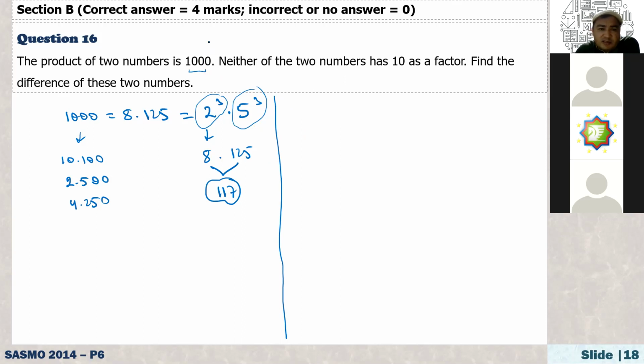Now, guys, they also ask similar question to grade 6, grade 7, grade 8 students. Instead of 1000, if I put 10,000, how would you solve this question? The product of two numbers is 10,000. Neither of the two numbers has 10 as a factor. Find the difference of these two numbers. Can you do this?